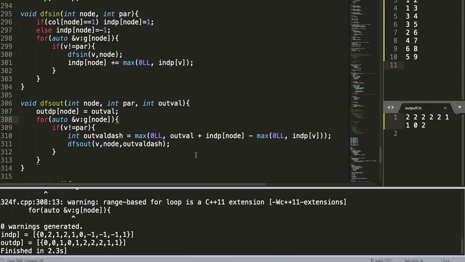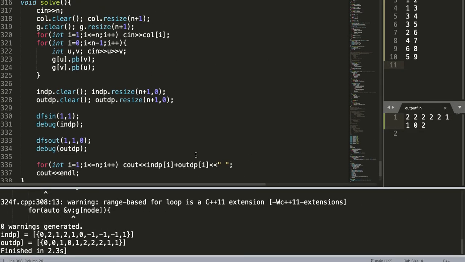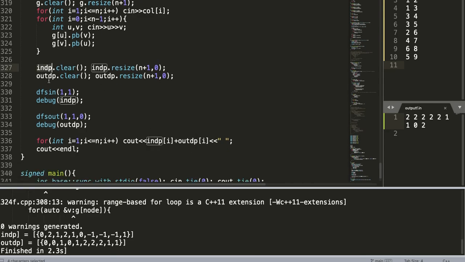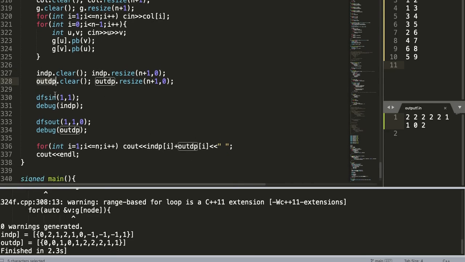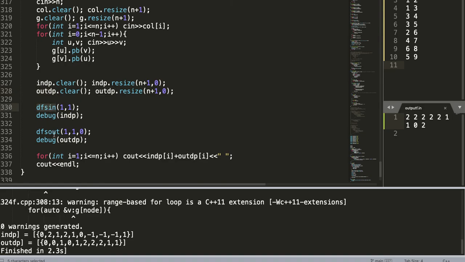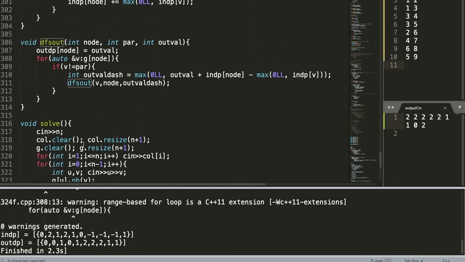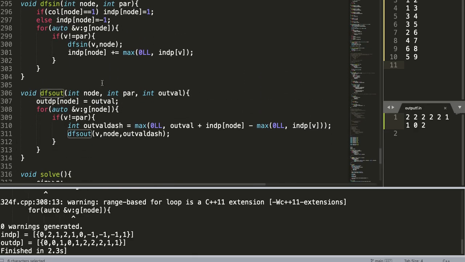Moving on to the code. The code is exactly what I just explained. We define an NDP array and an out DP array. Populate the NDP array via DFS in. Populate the out DP array via DFS out. Yeah, this is the code.